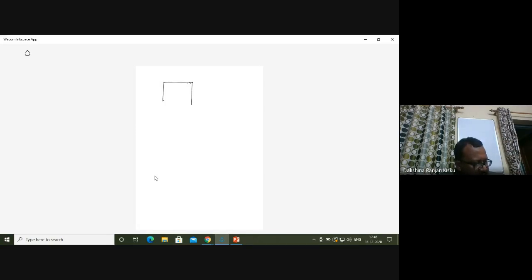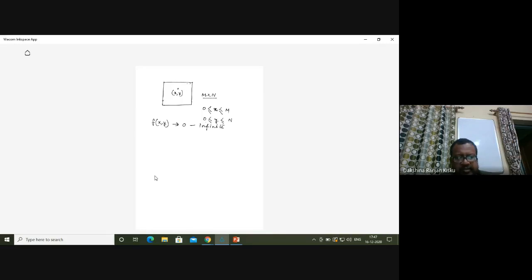Now if we consider the same image of M by N, and any point x comma y, then 0 is less than or equal to x less than or equal to M, and 0 is less than or equal to y less than or equal to N. That means the x coordinate value and y coordinate value will lie between 0 and M and 0 and N respectively. But since the illumination has a range from 0 to infinite, the image function f of x comma y will have a range from 0 to infinite.